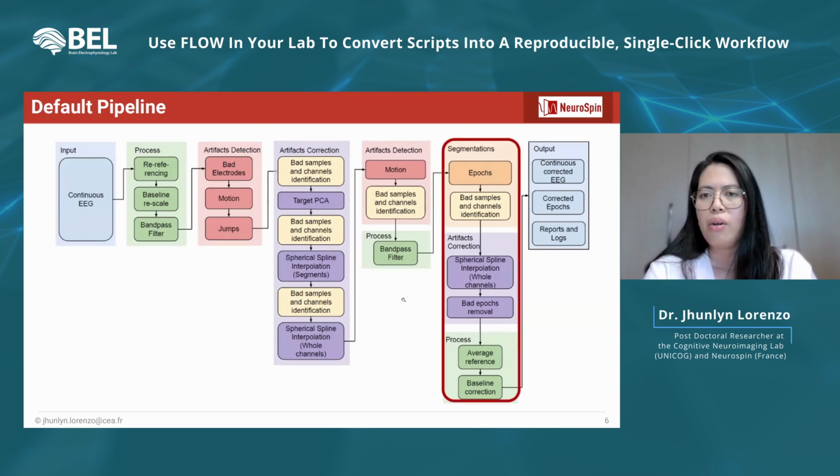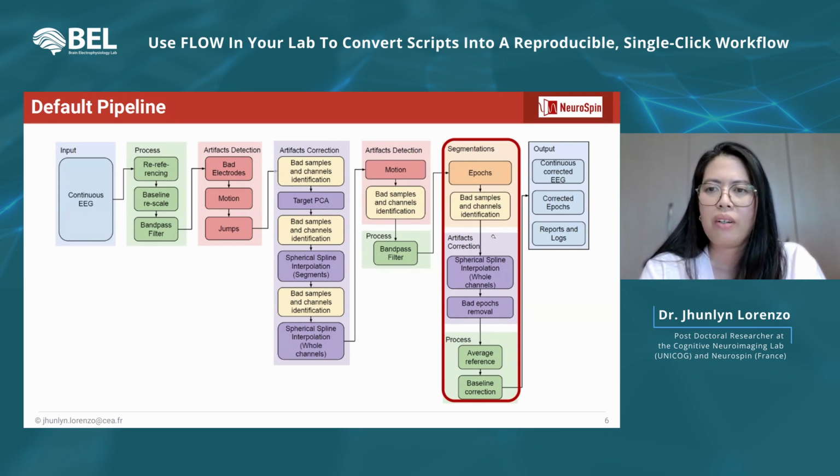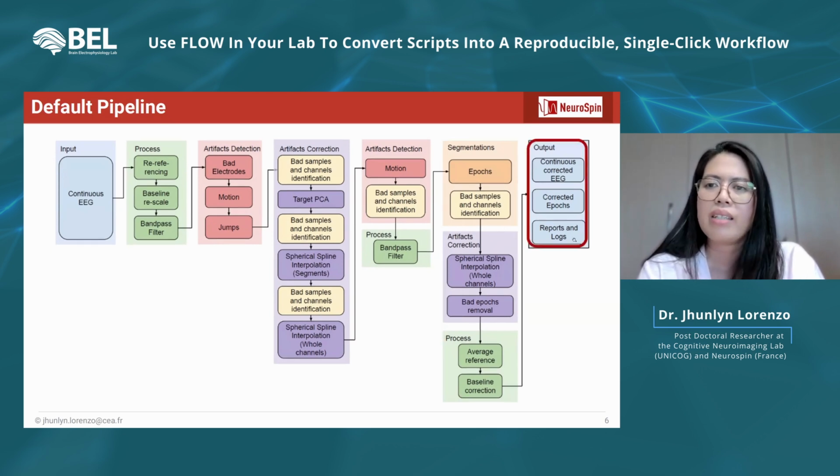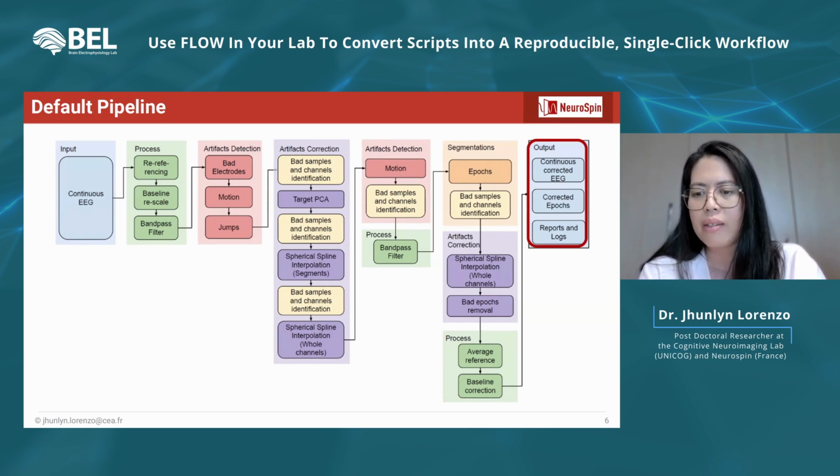We can continue with the epoching, identifying the epochs to be rejected or to be retained. And the last step will give us the continuous corrected EEG and the corrected data, such as the epochs, as well as the average responses and reports.